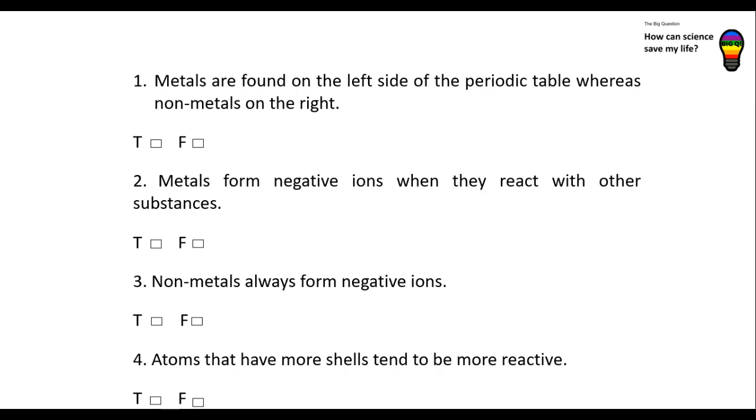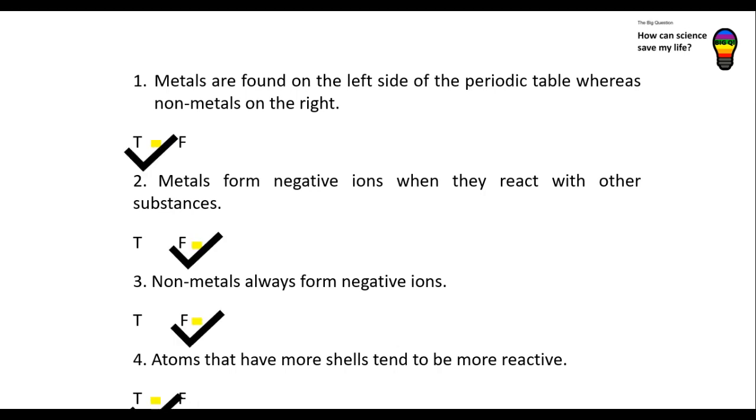So now pause the video and try to solve this quiz. Just be mindful with the wording of the sentences and try to establish if they are true or false sentences. So metals are found on the left side of the periodic table, whereas non-metals on the right. That's true. Metals form negative ions when they react with other substances.